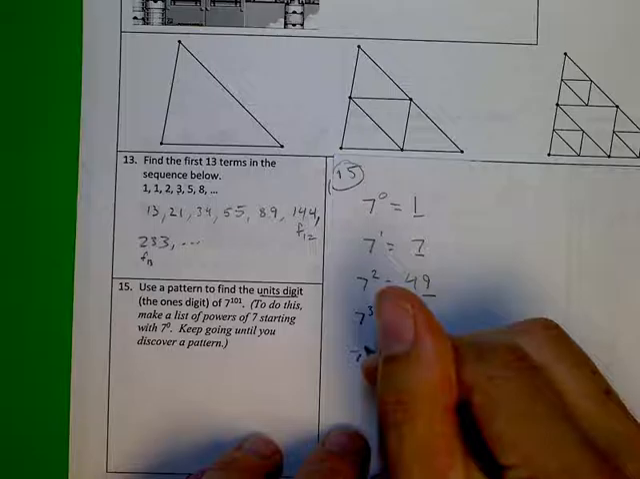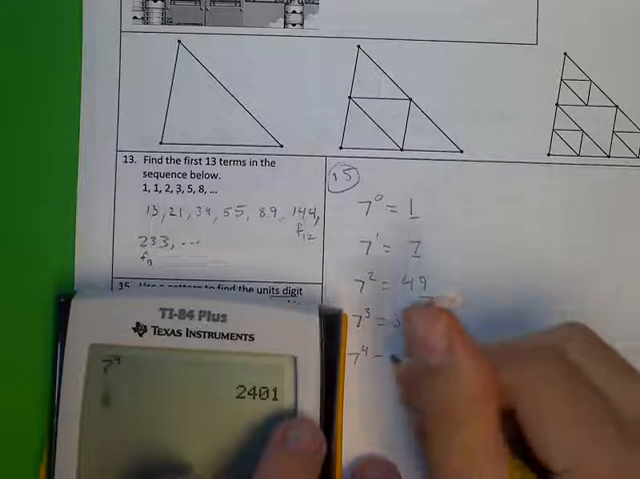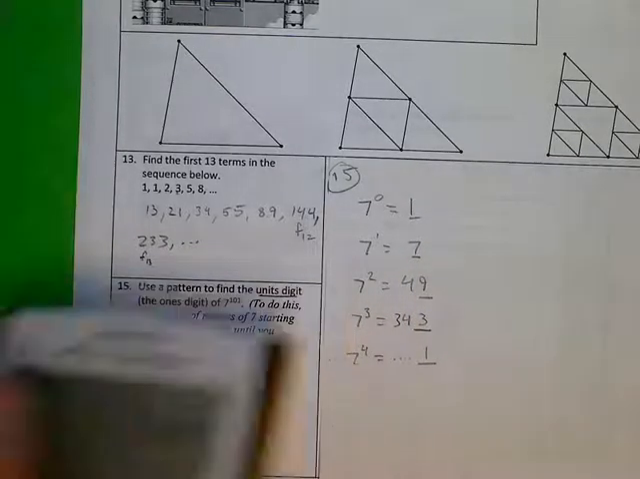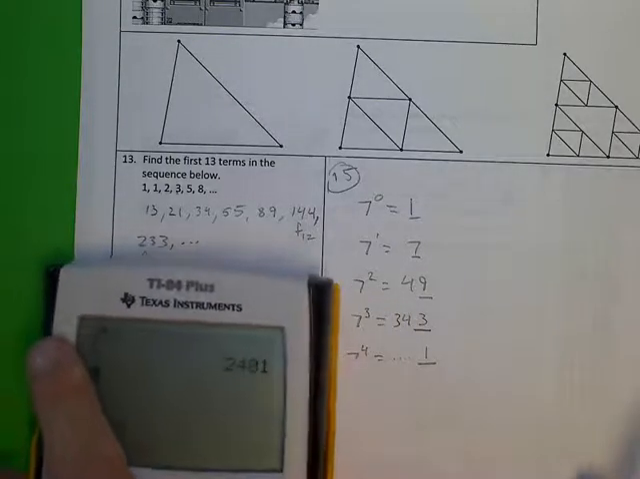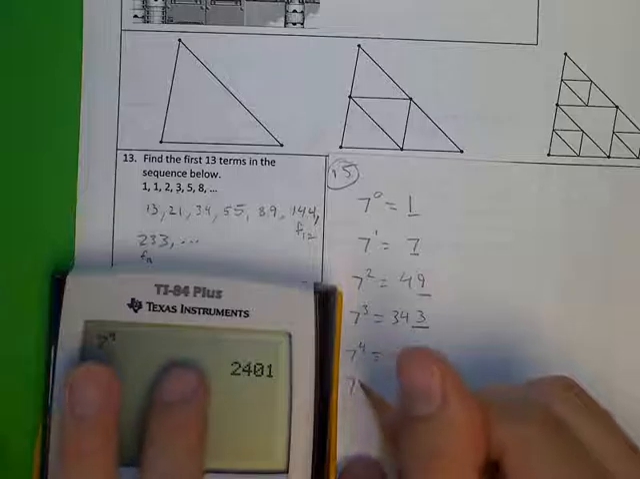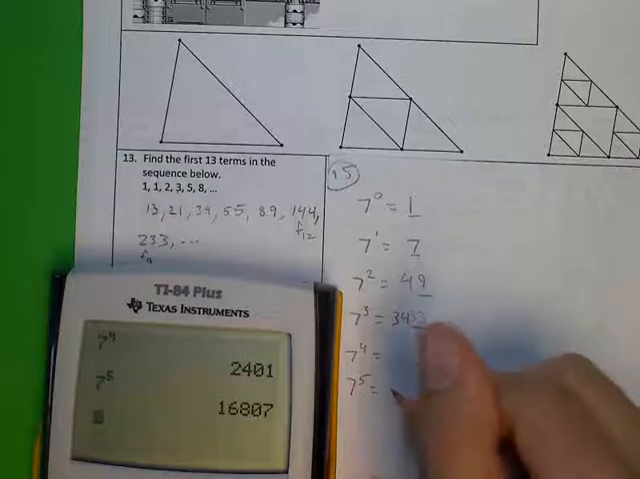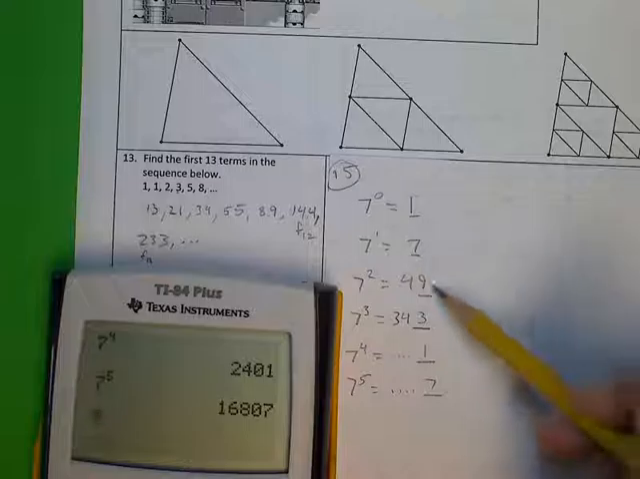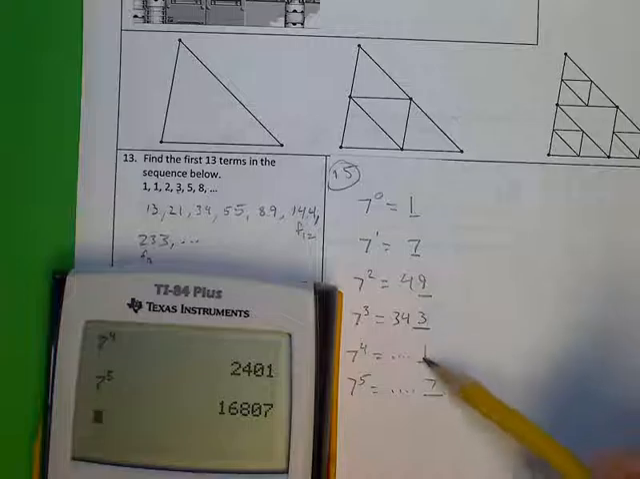I see some different numbers. Let's keep going. 7 to the fourth would be 2401. So it's really this last number that I'm interested in. And you notice, this is the first time I get a repeat. So let's see if this helps us find our pattern. What about 7 to the fifth? It ends in a 7. Okay, so it looks like maybe we're starting a pattern here. So 1, then a 7, then a 9, then a 3, then a 1, then a 7.